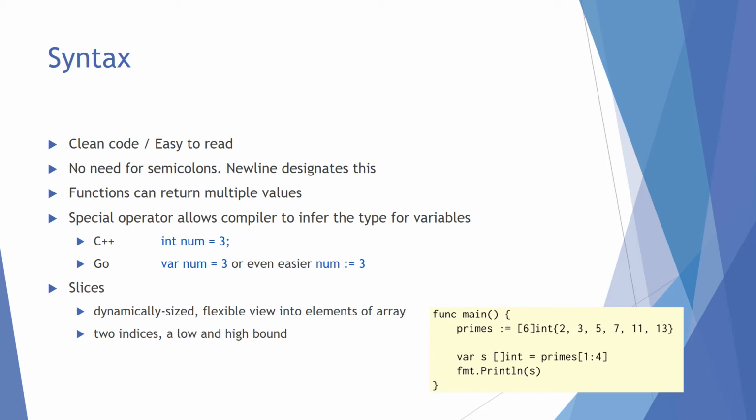So that's pretty handy. Go also uses something called slices, which are basically easy ways of managing arrays. You can dynamically size them. It provides you a flexible view into the elements of an array. If you look over in that image to the right, you can see that primes array. They have a low and a high bound of 1 and 4, and that way they can specify the range that they're looking at within that array, and they call that a slice.